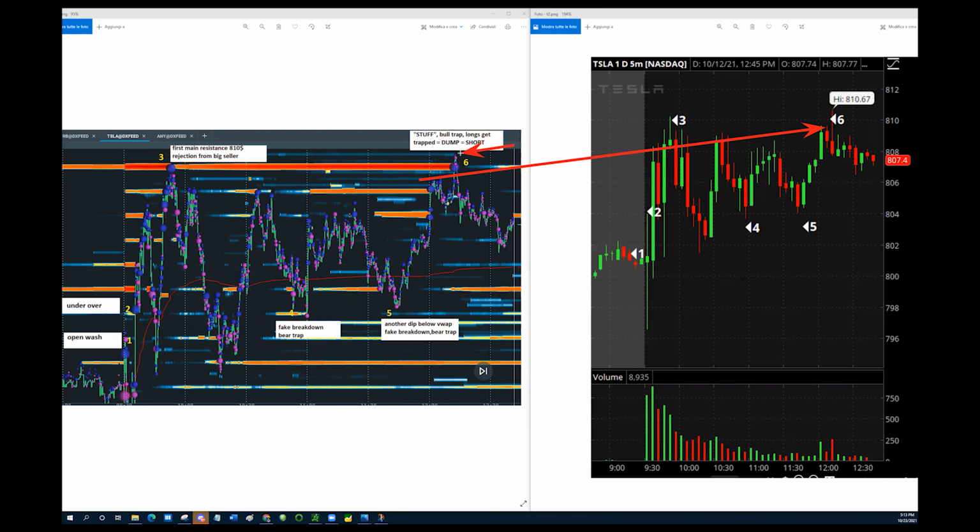So this is a fake breakout. This is a wanted fake breakout. And so big hands are selling into the retail buyers that are creating support for them. This is really how manipulation works.